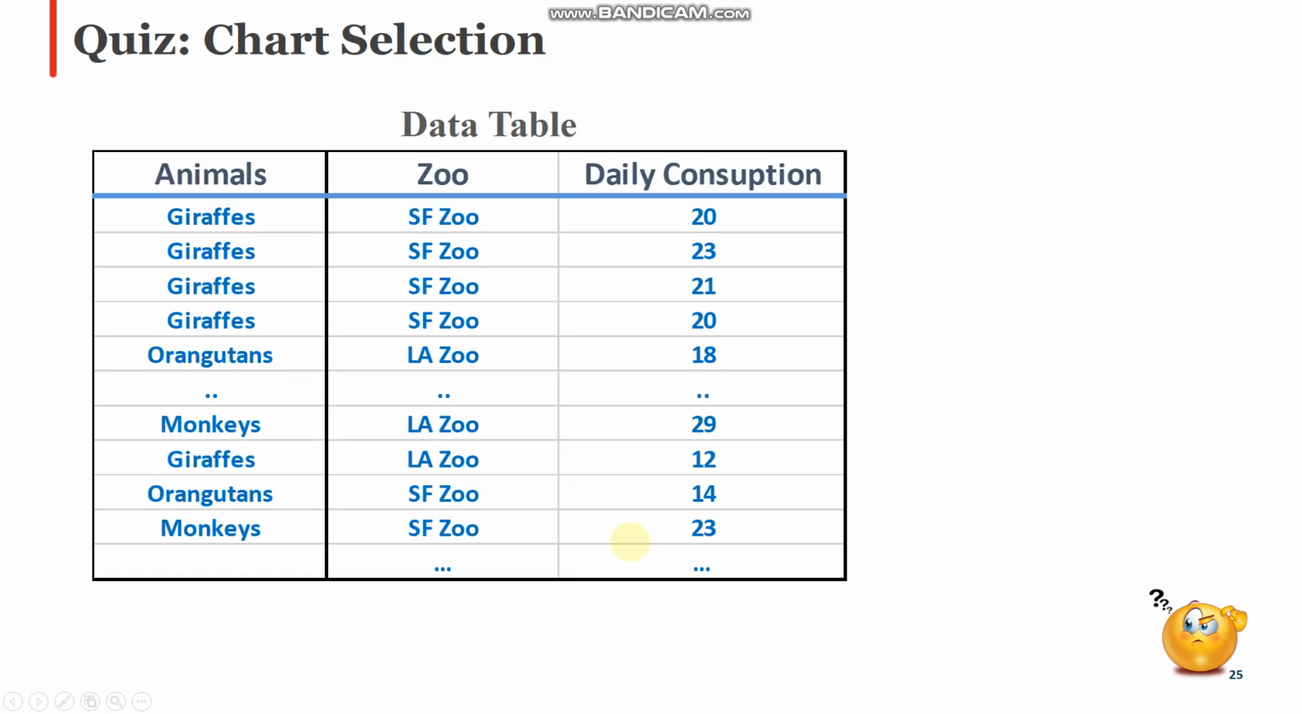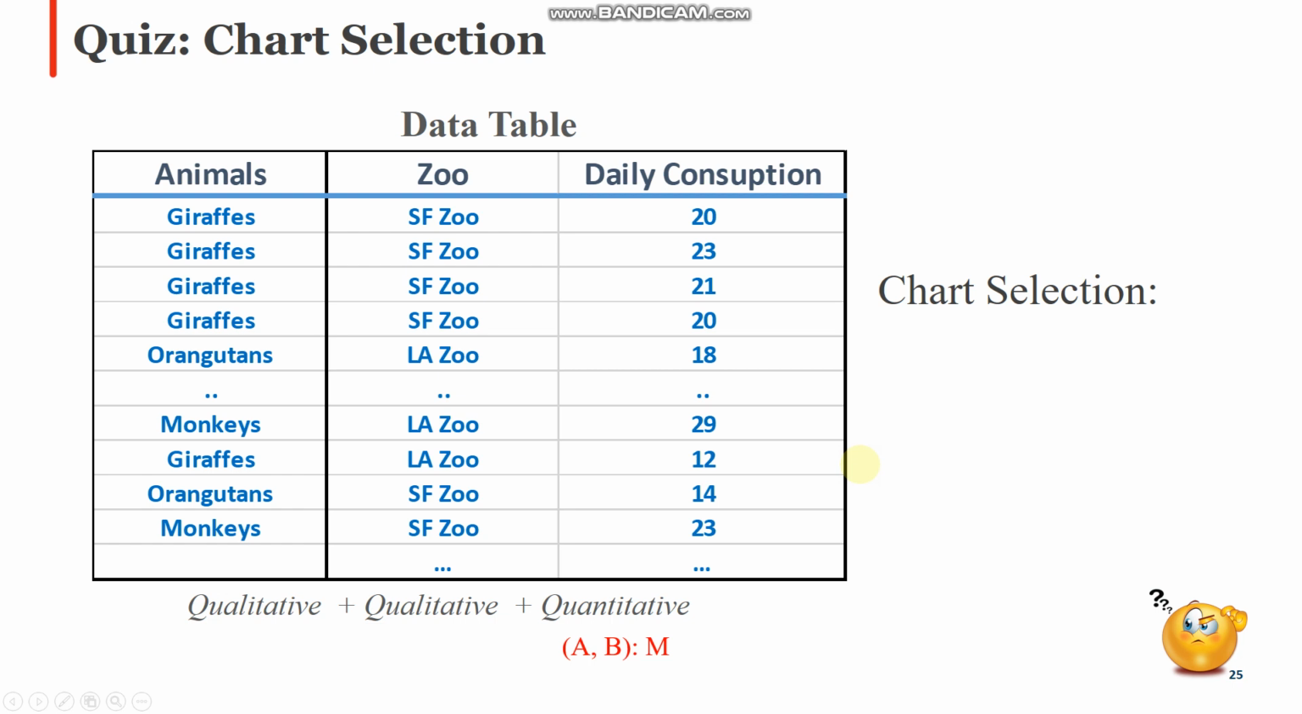Let's have a small test here. Suppose you have such a three-dimensional data table, two qualitative and one quantitative. Here, for a given pair value of animals and zoo, there are multiple values mapping to that. For example, the giraffe in the San Francisco Zoo has recorded different daily consumption of food units. How do you decide the chart type? You may pause here and think about it.